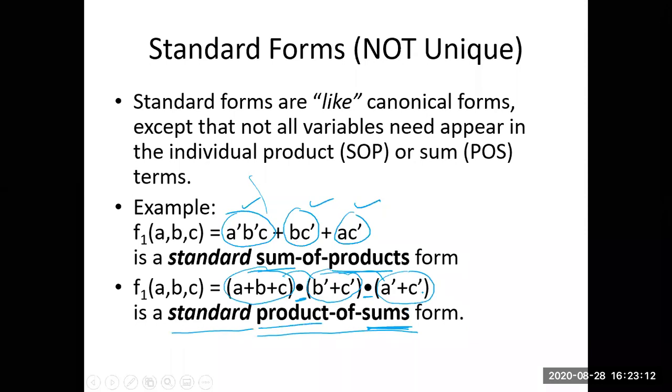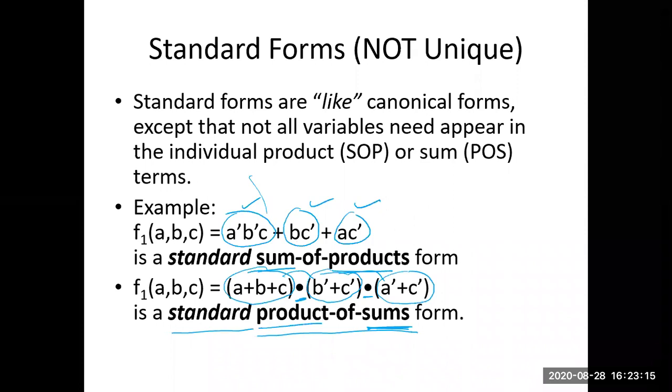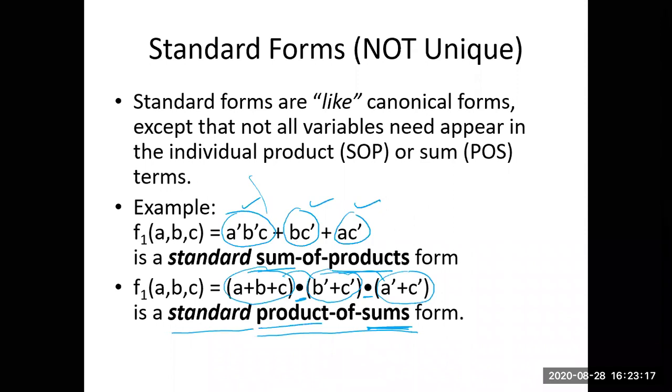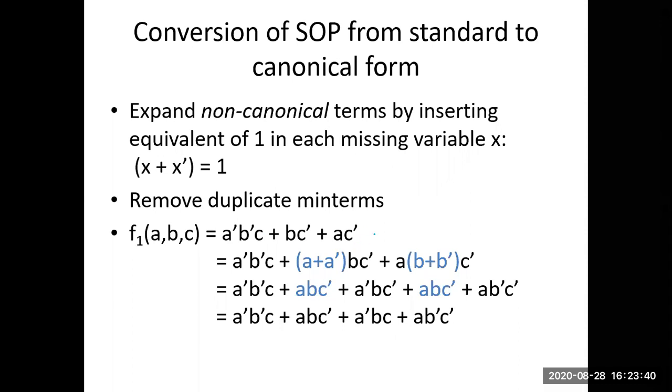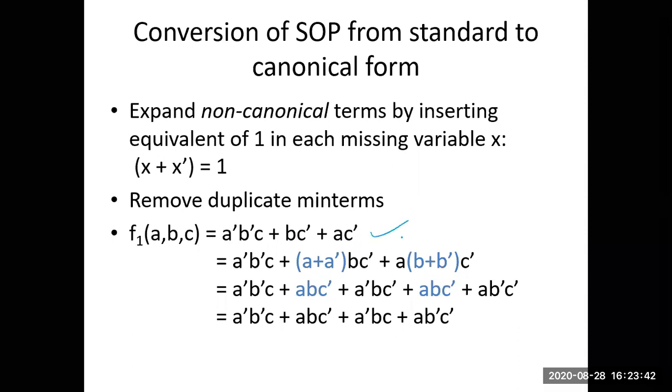So in standard form also, I can write my expression in two forms: as a SOP form or POS form. Now I will take one example where I can see how to convert standard into a canonical form or canonical into a standard form. Suppose you have this example A bar B bar C plus B C bar plus A C bar. By seeing this equation you can say that this is a standard equation with A B C as variables and your function is f1.